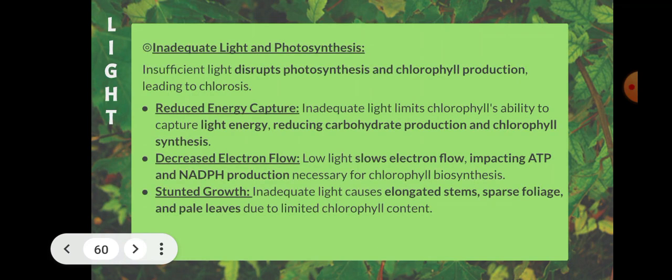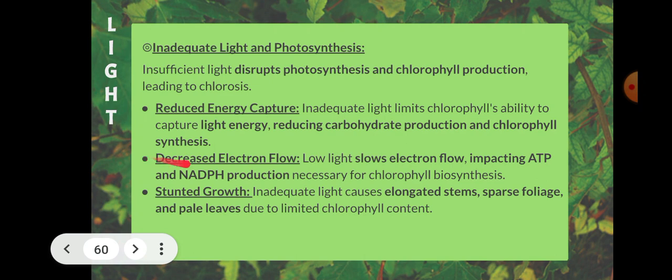The next one is light. First, I will be talking about inadequate light. When the light is not sufficient, it can disrupt photosynthesis and chlorophyll production and can lead to chlorosis. The first effect is reduced energy capture. When light is not enough, the ability of chlorophyll to capture light energy is reduced and the carbohydrate production also goes down. So does the chlorophyll synthesis.